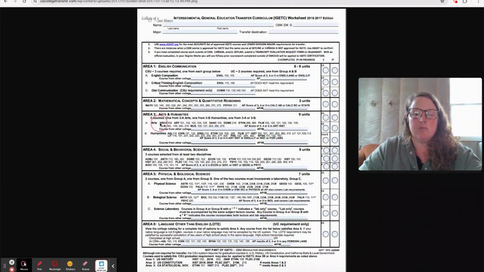So the arts and humanities, 3 courses: one from 3A art, one from 3B humanities, and one from 3A or 3B. So you have to do 3 courses that equal 9 units. Each course is usually 3 units, and credits, units, different places do different things. But it says 1 from 3A arts. Okay, so here's A art, and you have to pick one from here. So there's architecture, I'm assuming, art, dance. I'm not sure what that is.